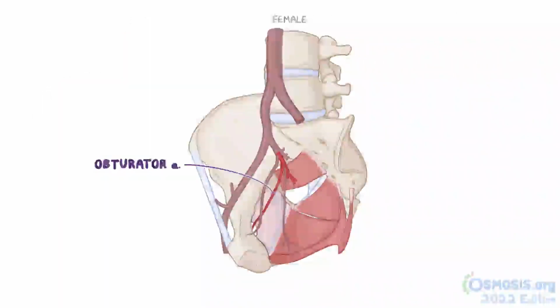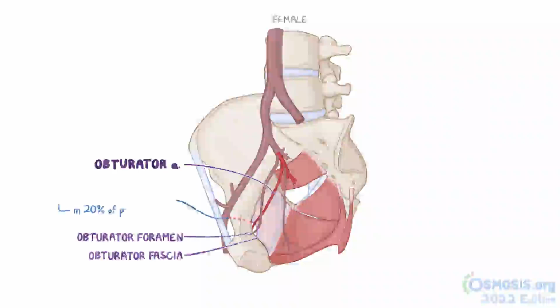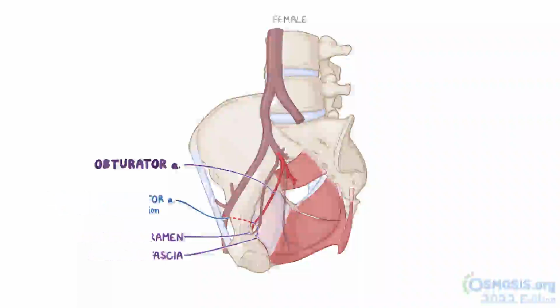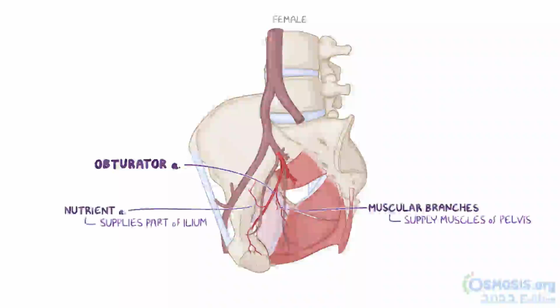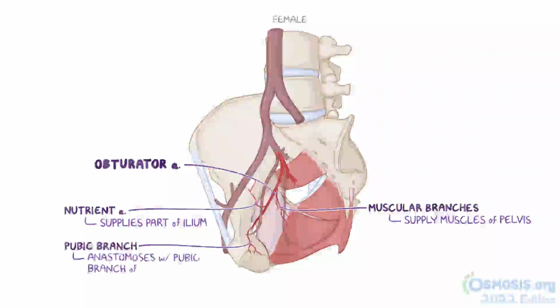Next are the obturator arteries, which pass antero-inferiorly on the obturator fascia that covers the obturator foramen. Interestingly, in 20% of the population, an accessory or aberrant obturator artery arises from the inferior epigastric artery. Before leaving the pelvis, each obturator artery gives off multiple branches. First are muscular branches, which supply the muscles of the pelvis. Then it gives a nutrient artery that supplies part of the ileum. Finally, it gives a branch called the pubic branch, which ascends on the internal surface of the pubis. Each pubic branch anastomoses with the pubic branch of the opposite side.